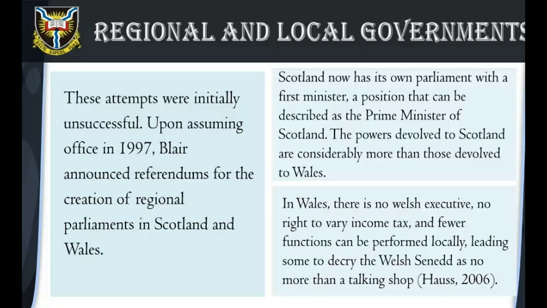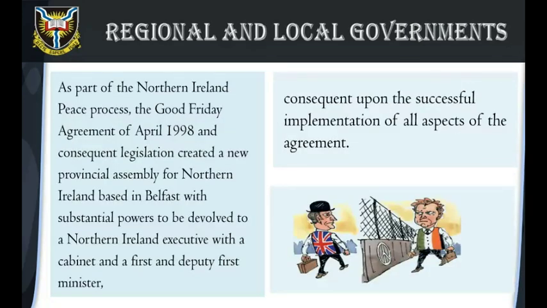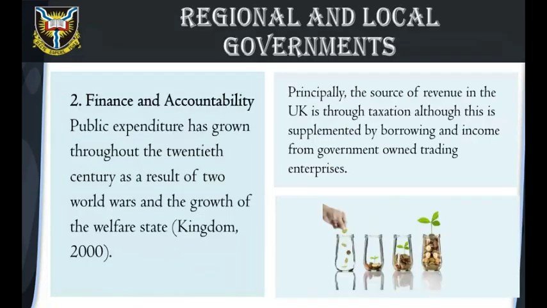House 2006. As part of the Northern Ireland peace process, the Good Friday Agreement of April 1998 and consequent legislation created a new provincial assembly for Northern Ireland based in Belfast with substantial powers to be devolved to a Northern Ireland executive with a cabinet and a first and deputy first minister, consequent upon the successful implementation of all aspects of the agreement. 2. Finance and accountability.